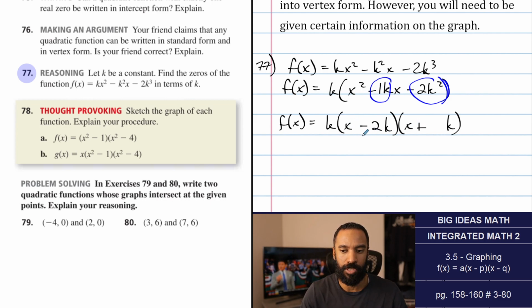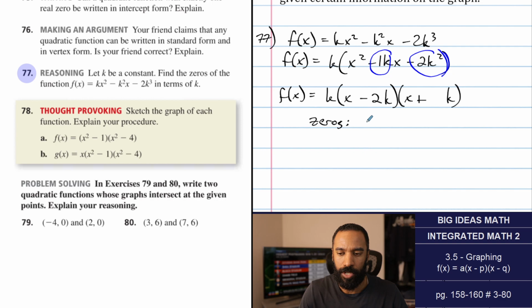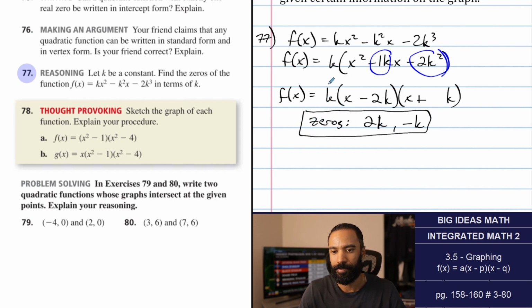x is my variable. This is where the zero product property is used. You find the zeros. Your zeros are, if x minus 2k equals 0, x equals 2k. And if x plus k equals 0, x equals negative k. So those are your two zeros for that. That's the answer. A little fun, a little creative.